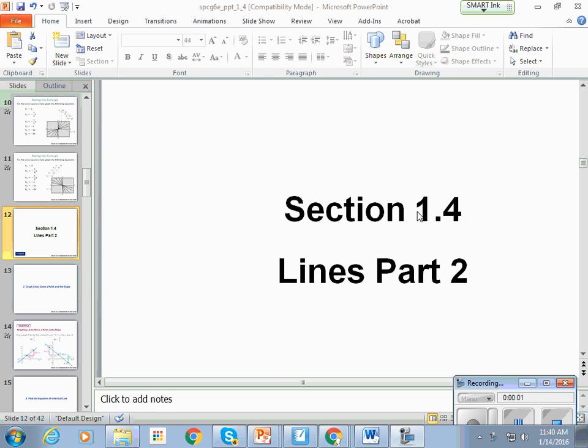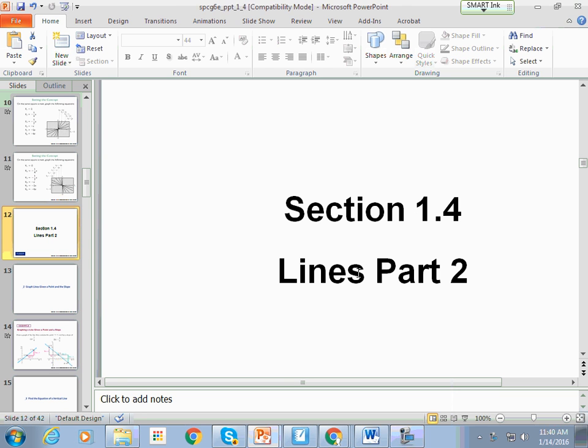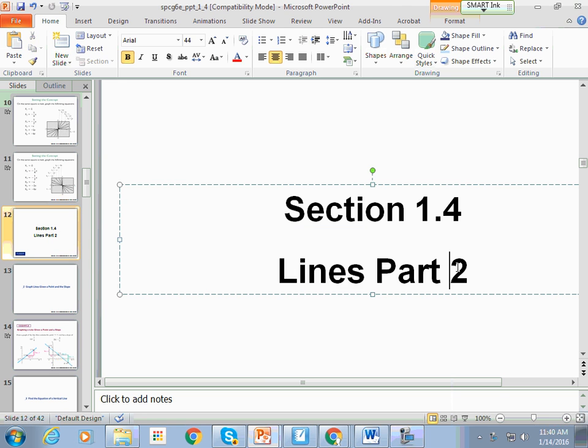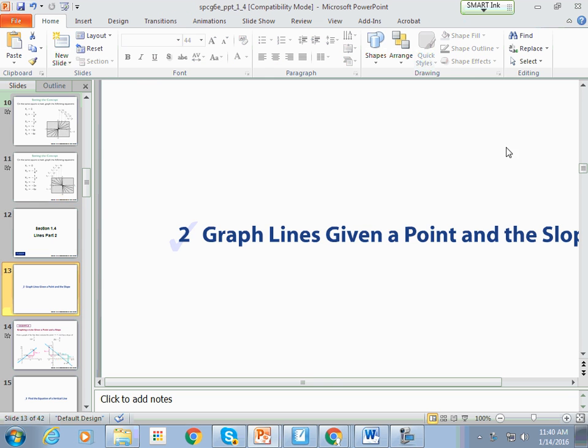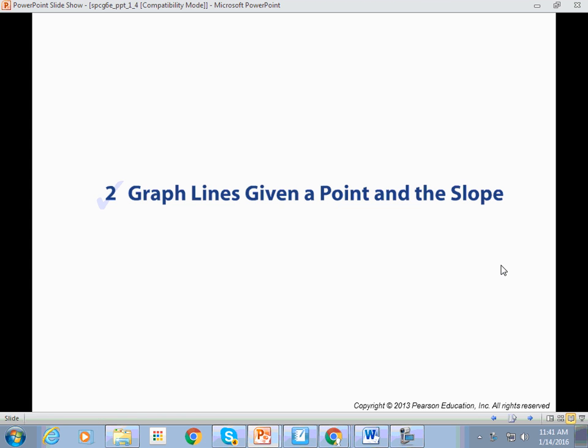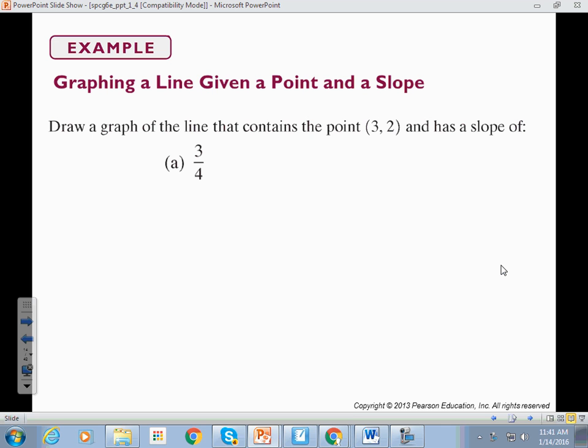All right, so this is section 1.4. The title is Lines, and this is my part 2. We are going to talk about how to graph lines given a point and the slope. And coincidentally, we're using the point-slope formula.